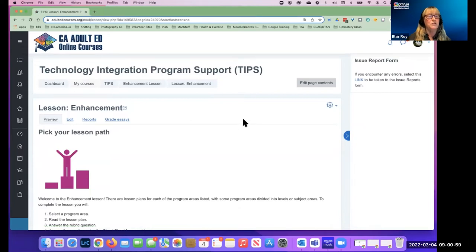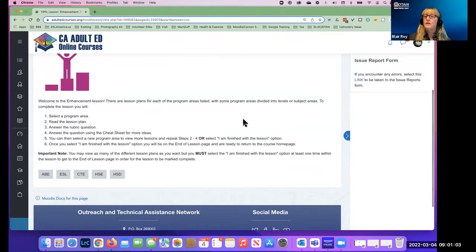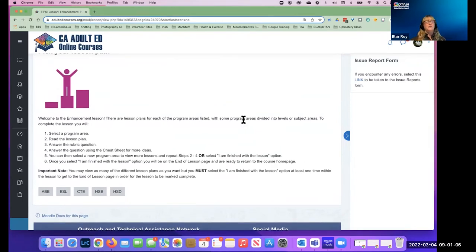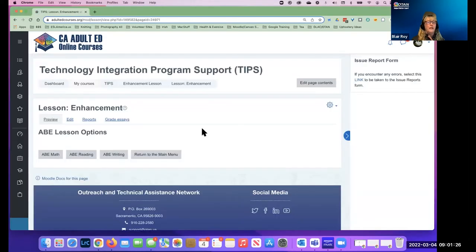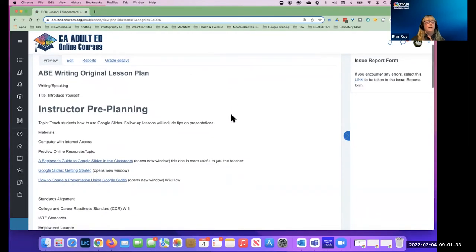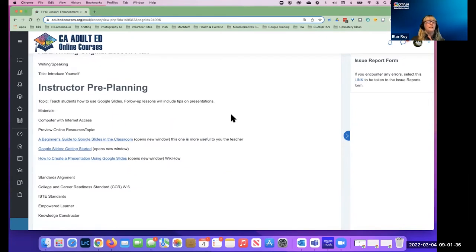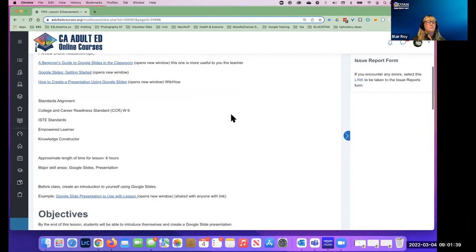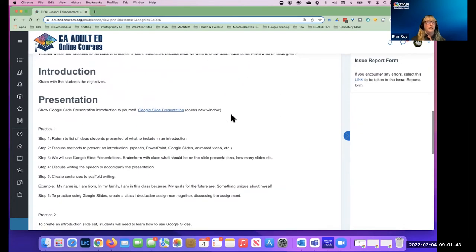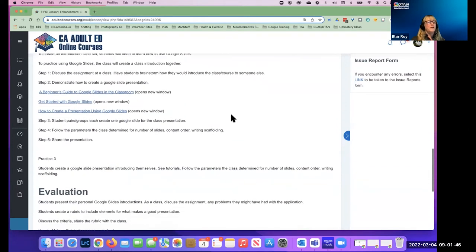What we decided as coaches was to help our participants learn how to actually add engagement. We would present a lesson that didn't have any engagement in it, or any of the E's in it, and then we would take them through systematically. Here you can see we had the five different program areas. If we look at ABE, we have math, reading, and writing all represented. We gave them the original lesson plan, just a lesson plan without any engagement or enhancement or extension added, and it was set up in the WIPIA format.